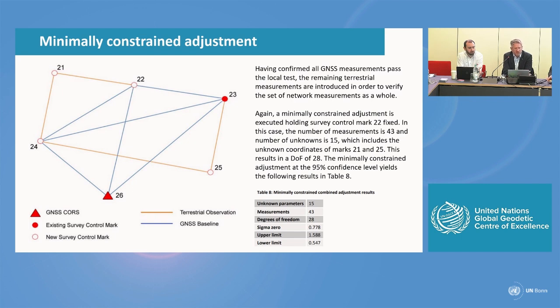So once you make the adjustments that are required, the GNSS measurements pass the local test, and the remaining terrestrial measurements are introduced to verify this set of measurements as a whole. So you are applying this minimally constrained adjustment, holding, again, survey mark 22 fixed, and in this case, the number of measurements is 43, and the number of unknowns is 15. So we have a number of degrees of freedom of 28 once you introduce the terrestrial marks. And again, you can see the sigma 0 here is 0.778, and it's in between the upper limit and the lower limit.